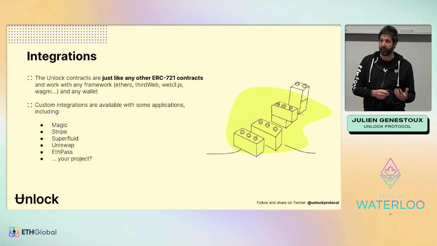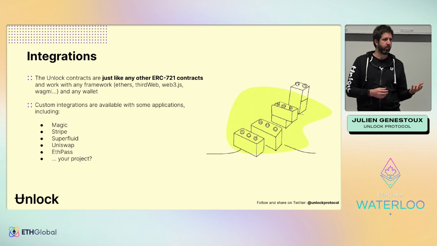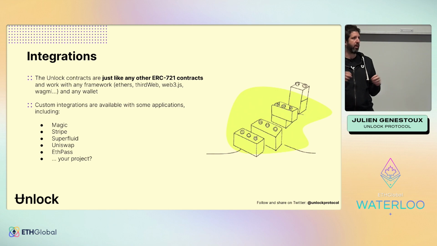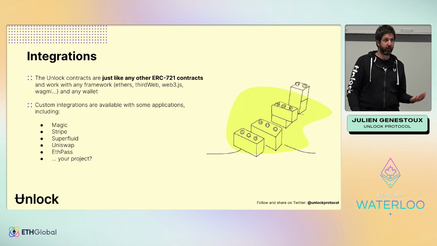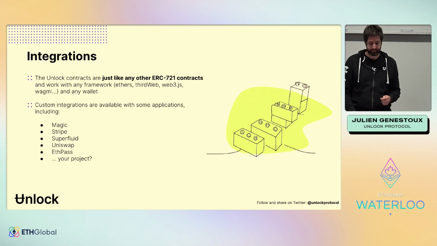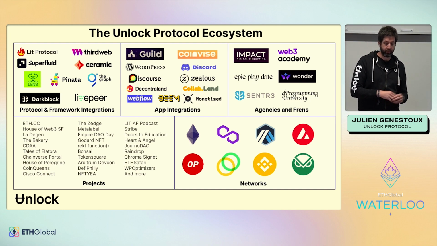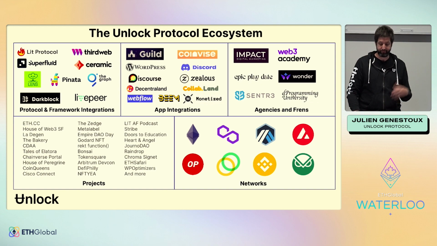Custom integrations are available in some applications. We have, for example, a WordPress plugin that's actually pretty cool. We have integration with Magic, the wallet provider here, with Stripe for the credit card, with Superfluid, with Uniswap, and a bunch of other things. We'll go through there. And if you build something cool, let us know. We'd love to feature these integrations on our end. Pretty large. I mean, the typical ecosystem play. You might have seen a lot of these names already. There are ways to work with Unlock in all of these projects, et cetera, et cetera.